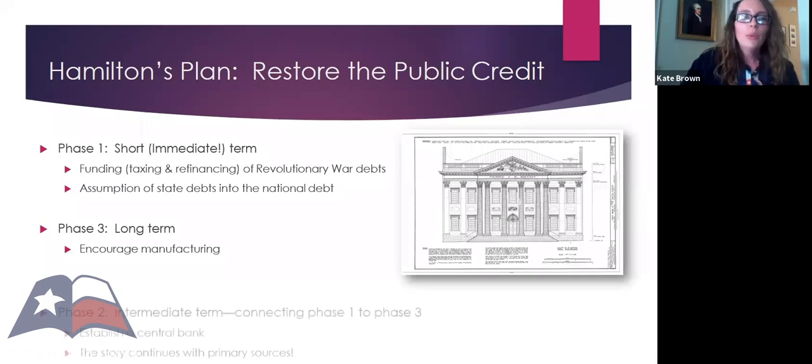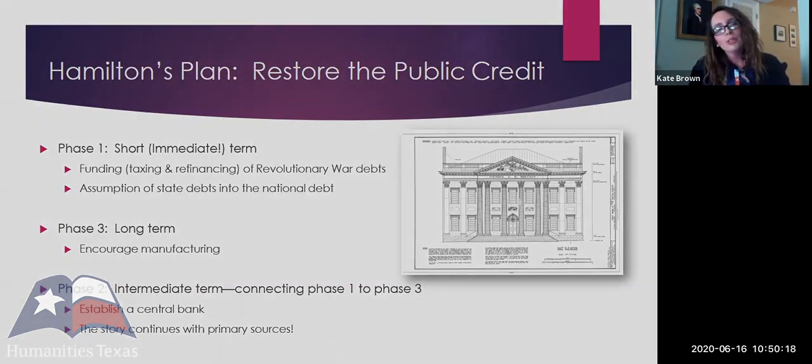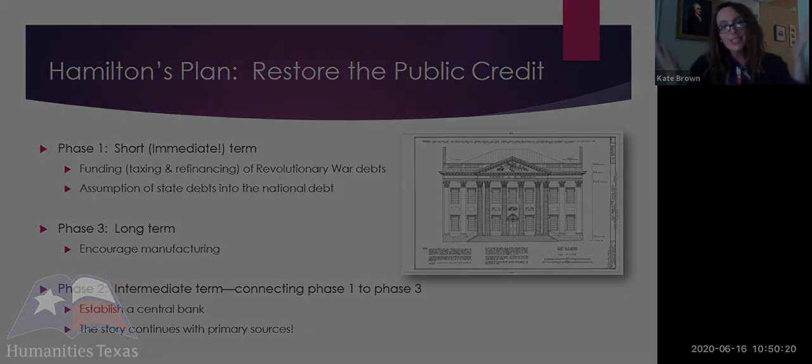So at this point, I will remind you that there's one more phase for us to talk about. It's the intermediate phase that connects us from Hamilton's phase one short-term plan to a phase three long-term plan. And the solution there is the central bank. And when we get to our primary source section, I'll talk all about that and we'll look at the controversy over the bank. So right now, I'll just look forward to your questions and thanks for listening in.